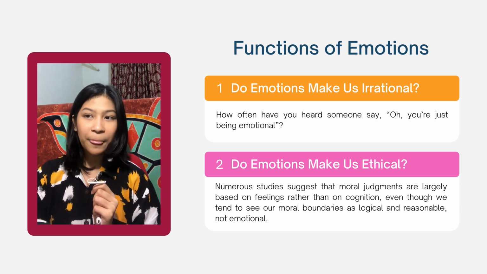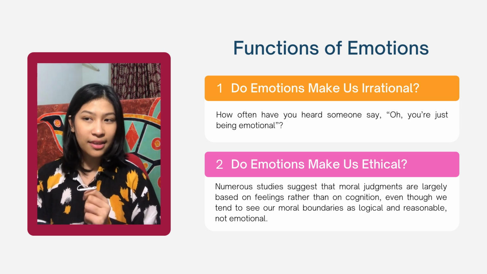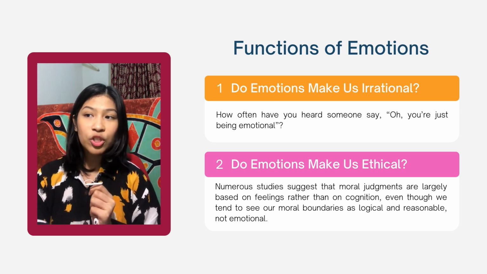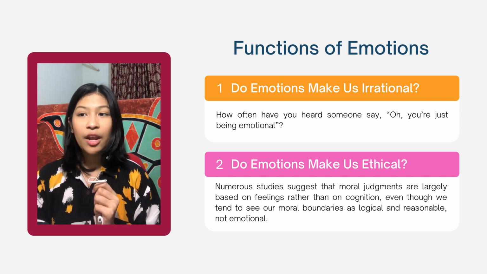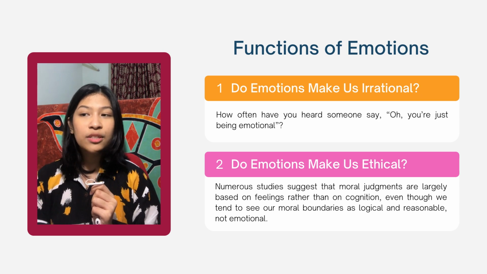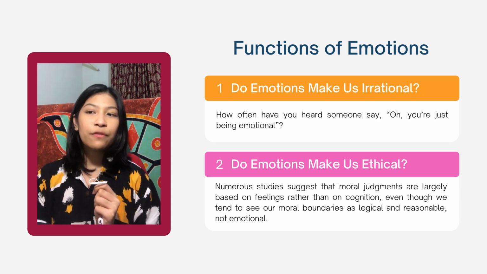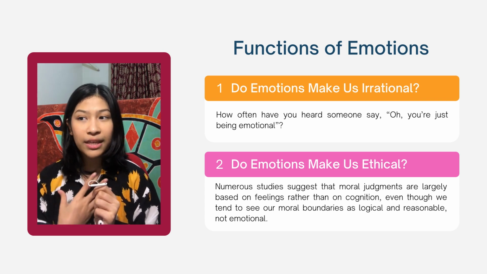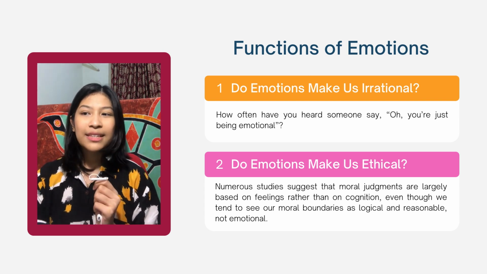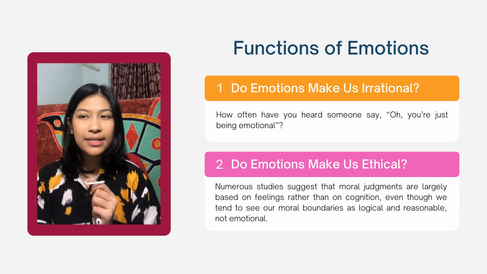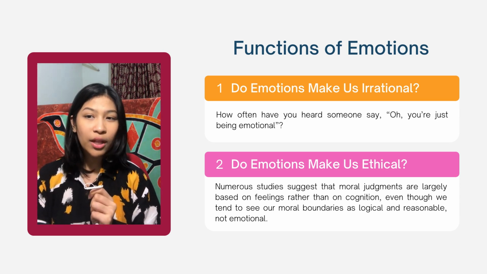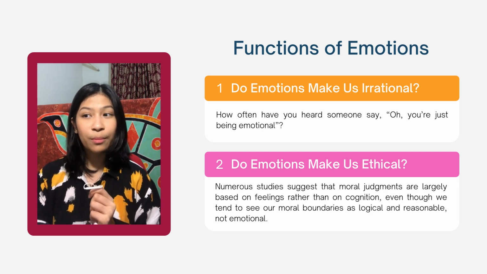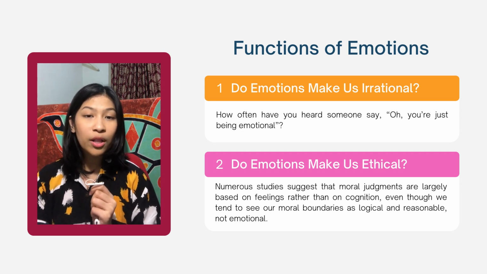The second one: do emotions make us ethical? Numerous studies suggest that moral judgments are largely based on feelings rather than on cognition, even though we tend to see our moral boundaries as logical and reasonable, not emotional. Our ideas are molded to some extent by organizations, which influences whether or not our shared feelings are correct. Unfortunately, this sometimes leads us to rationalize simply emotional reactions as ethical. Even when we strive to be neutral, we tend to criticize out-group members more harshly than in-group members for moral violations.